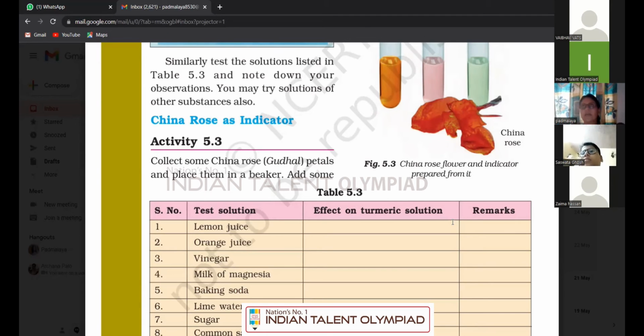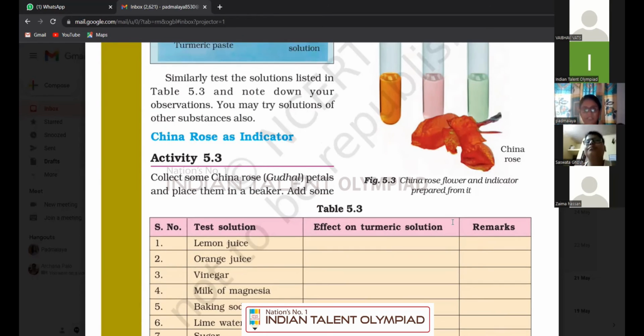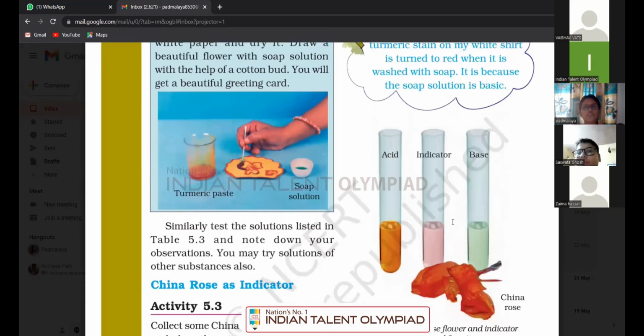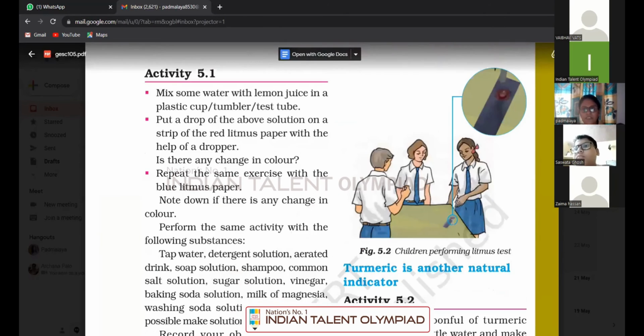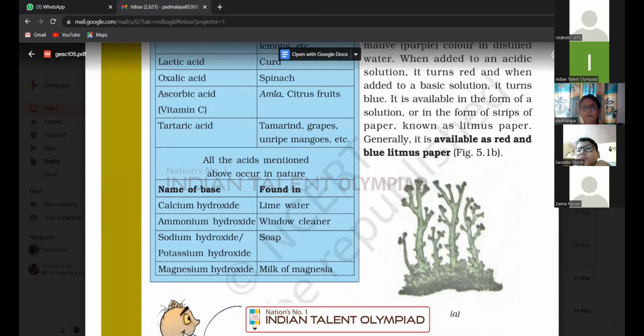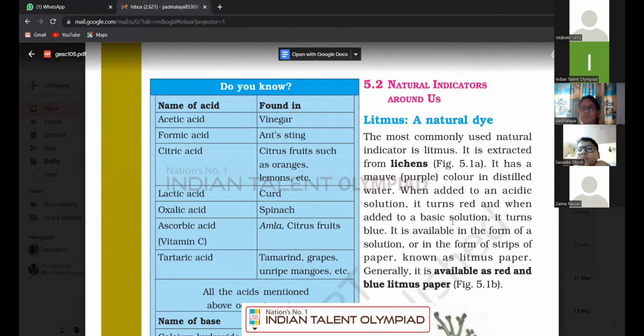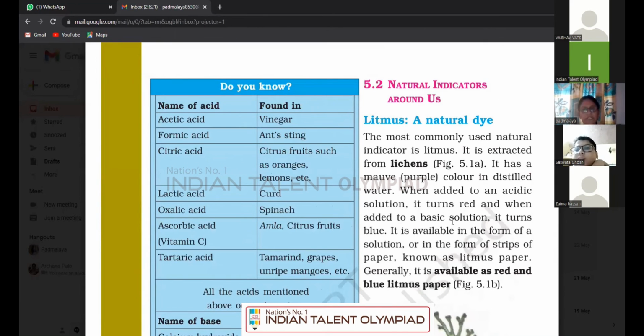Generally, from the lichens you will be having litmus. Naturally, it will be a purple color. That is what we have discussed here. You can see the part here. The most commonly used natural indicator is litmus. It is extracted from lichens. It has a purple color in distilled water.